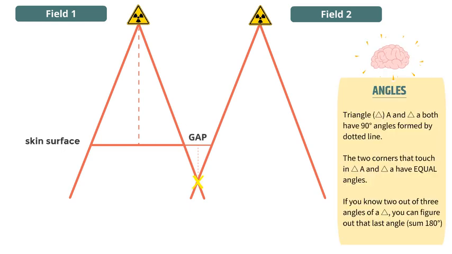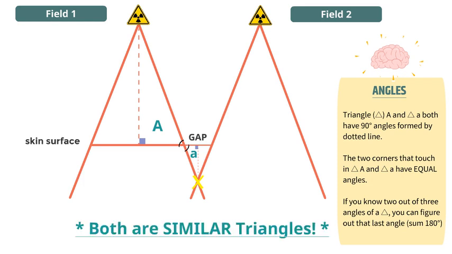For triangle A and small a, they both have a 90-degree angle. Next, the two corners that touch on these two triangles make the same angle due to the intersecting lines. Knowing 2 out of the 3 angles, you can determine the last one because all triangles have an angle sum of 180 degrees. After all of this, you know you have two triangles with the same angles, therefore concluding that these are both similar triangles.